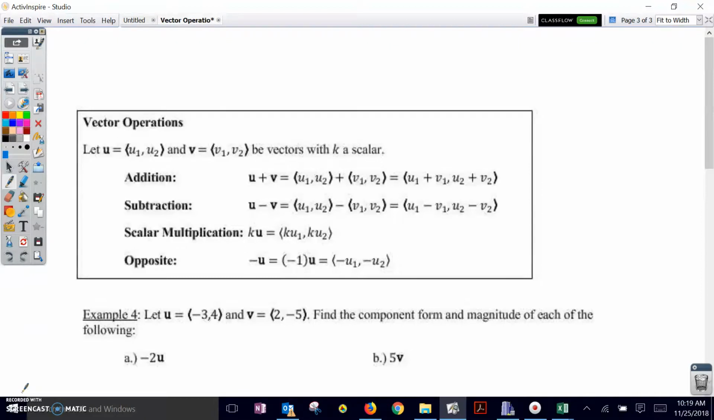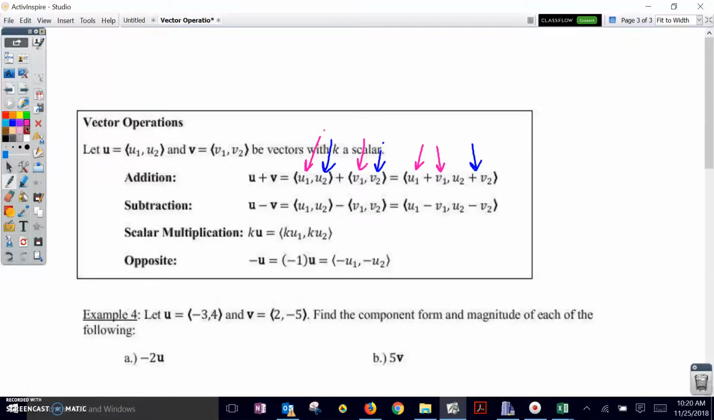In this lesson we're going to talk about addition, subtraction, scalar multiplication, and opposites of vectors. To add two vectors, all we're going to do is take their components and add them. So we'll take their first components and add them together, and that gives us the first component of the sum of the two vectors. And then we'll take their second components and add them together, and that gives us the second component of the sum. And that's how we add two vectors together.